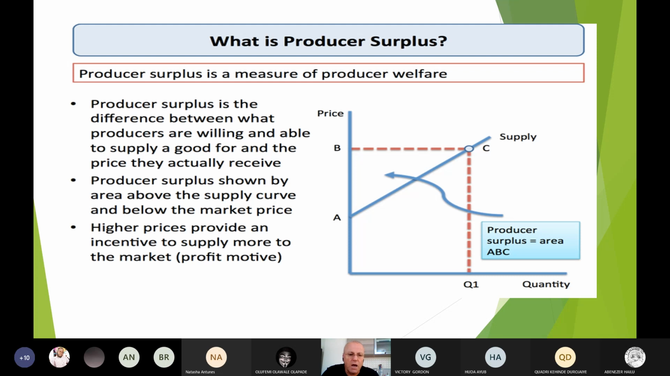As I mentioned to you, producer surplus is the difference between what producers are willing and able to supply a good for and the price they actually receive. Producer surplus is shown by the area above the supply curve and below the market price. As I mentioned, A is the intersection point for the supply where the intercept is 0, when the 0 quantity is realized. Of course, you don't have to find the highest price, because the highest price is realized for the demand.